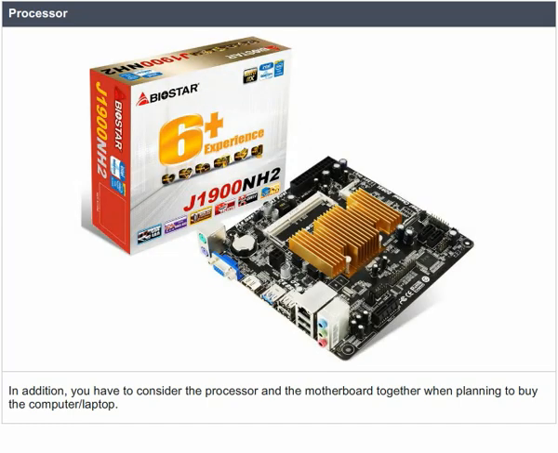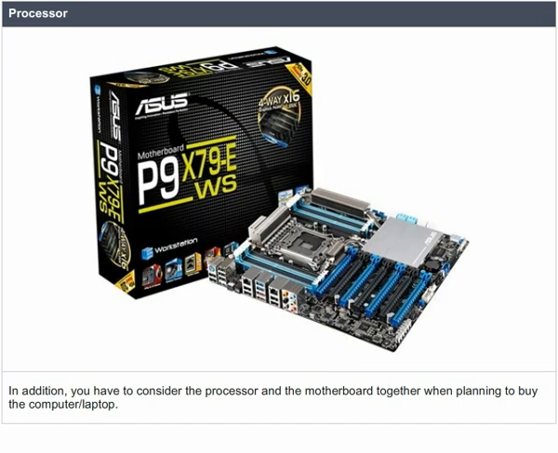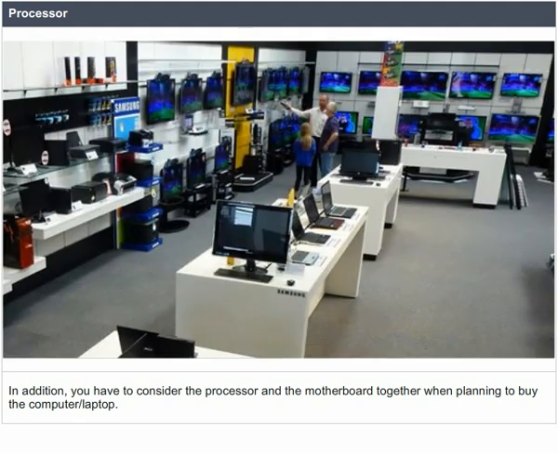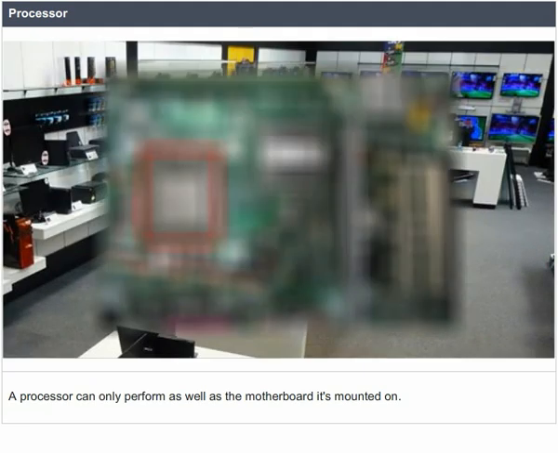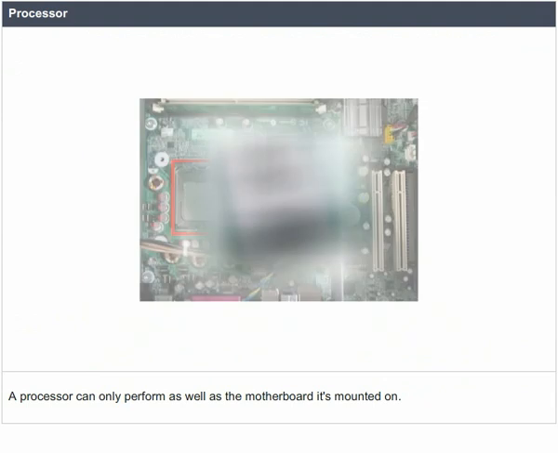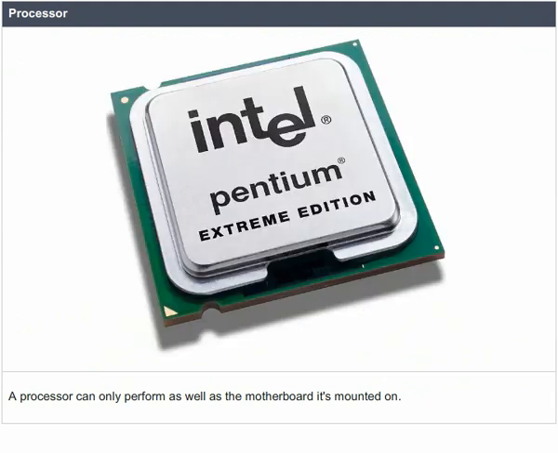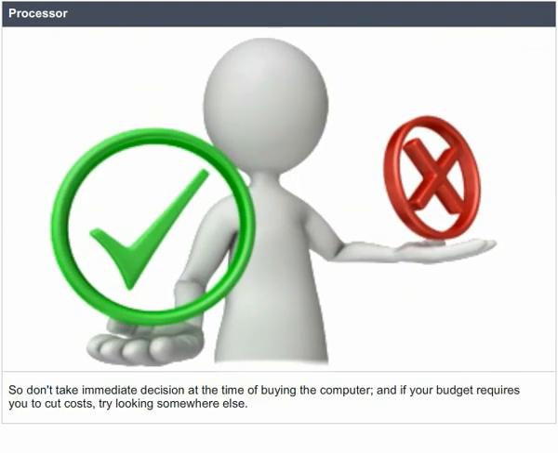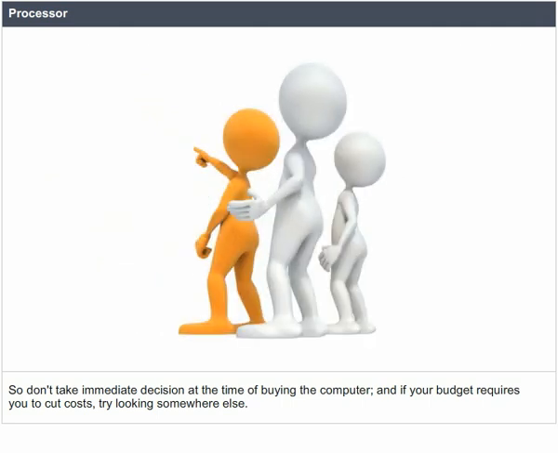In addition, you have to consider the processor and the motherboard together when planning to buy a computer or laptop. A processor can only perform as well as the motherboard it's mounted on. So don't take an immediate decision at the time of buying the computer, and if your budget requires you to cut costs, try looking somewhere else.